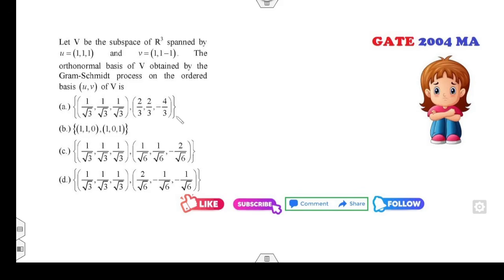Okay, now look at the next one. Apply the Gram-Schmidt process. I will tell you the shortcut tricks. Count the seconds, you will get the answer in 15 seconds. First of all, write the given vectors U and V: 1, 1, minus 1.